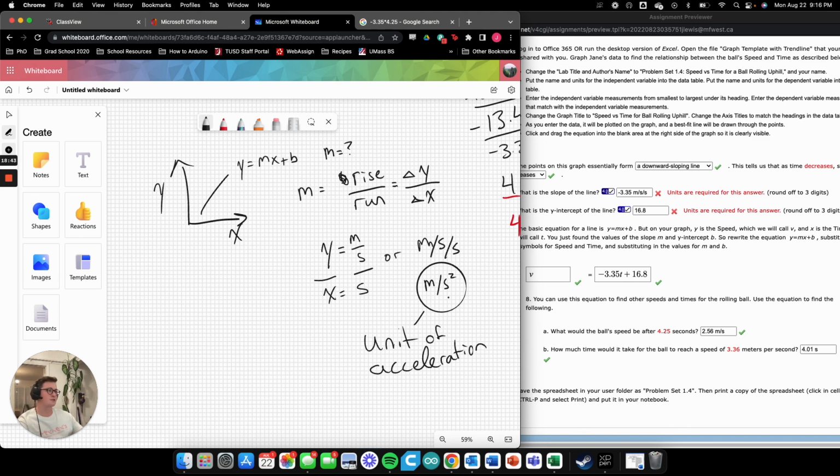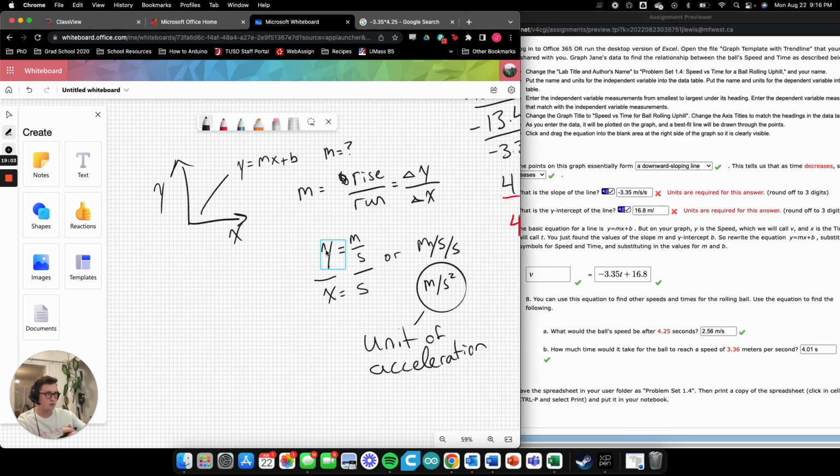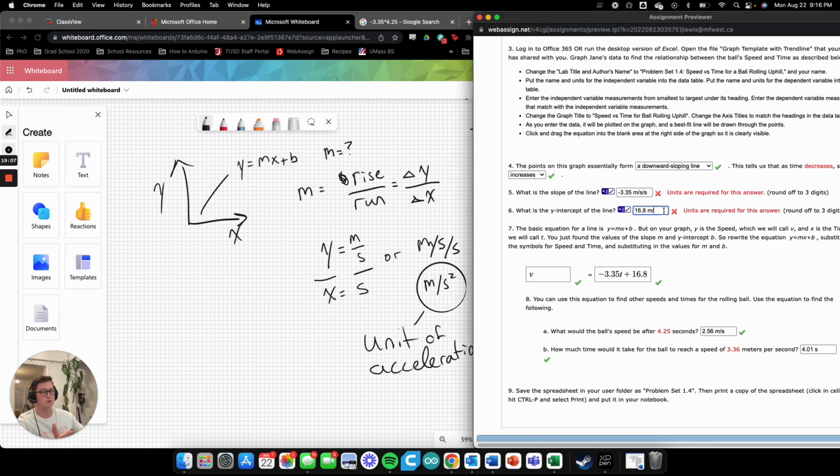So congratulations, you calculated acceleration by doing this. So this slope here is actually the acceleration of the thing. But that's why the unit is the way it is. I didn't think I had to explain that, but apparently I did. Okay, and then the y-intercept is always just gonna have the same units as the y value, so meters per second.